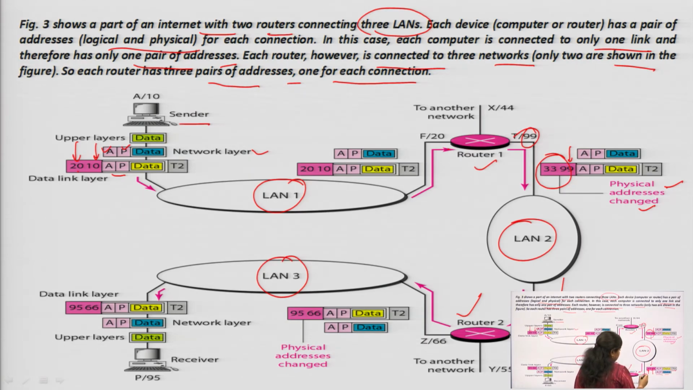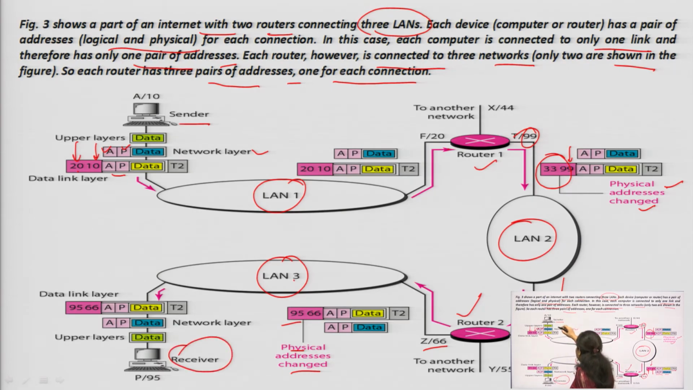Now, since it is 33, it has to be changed to 66 and 95. Why 66? Because 66 is the address of the second router, so it has to be changed. Then it is received at LAN 3. The physical address is again changed because the second router is involved in the communication. Then the data will be transmitted through the next LAN, that is LAN 3, and this is the receiver.